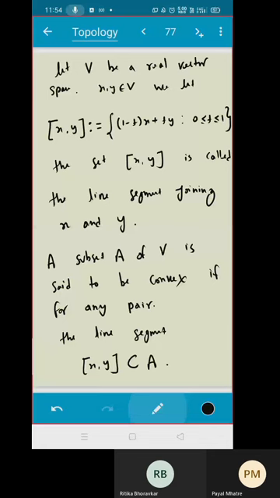Can you hear me? Hello? Am I audible? Yes, sir. What about others, Payal, Ritika? Are you guys following me or not? We have just defined whatever we have done earlier. Nothing new.